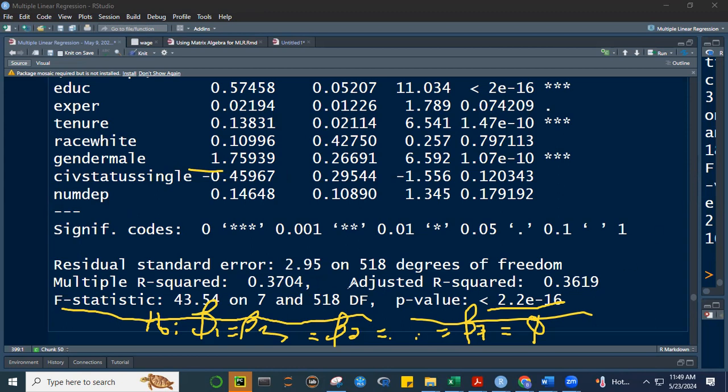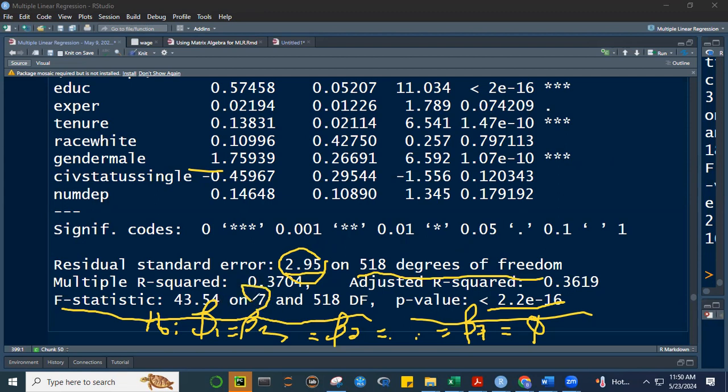Now, this one, 2.95, we're going to learn how to compute this. It's a reflection of the standard deviation of your residuals. The higher the standard deviation, the more, what's the good word for that, not unreliable will be the model. We would want a model that has a low residual standard error. And then this one, 518 degrees of freedom for your ANOVA, which is specified here.